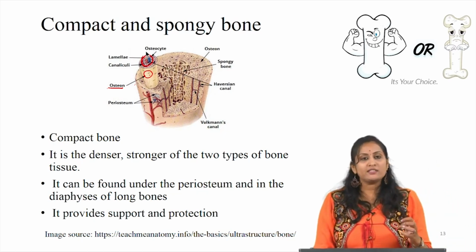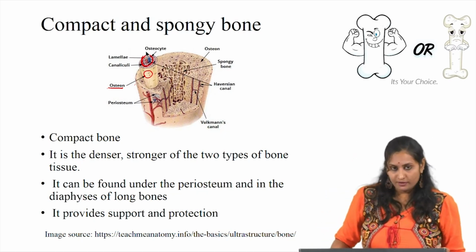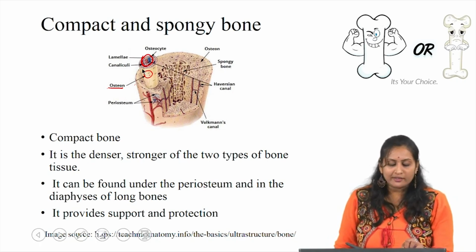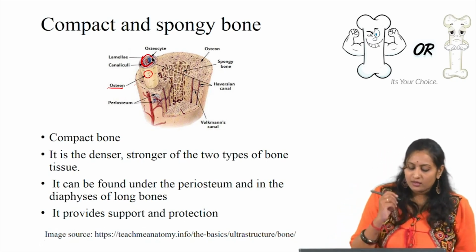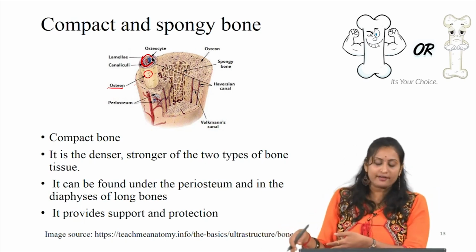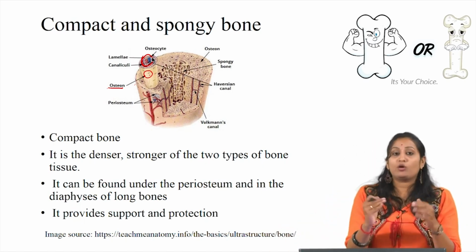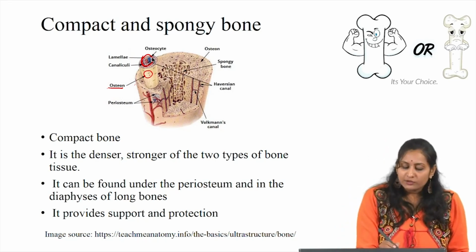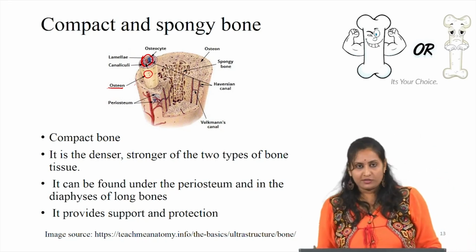it has blood vessels, lymphatic vessels and nerves. This is also called the Haversian canal, and these blood vessels and nerves branch off at right angles through the Volkmann canal or perforating canal, which connects to the periosteum or endosteum.